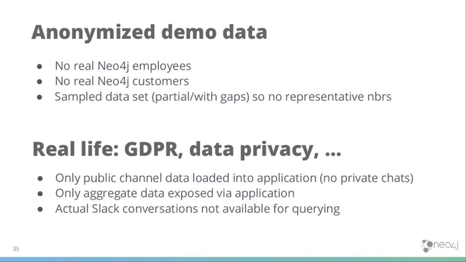So during development time, we worked with a test server with anonymized partial data. In real life, working with the end users, we rolled out to a limited set of end users initially, because again, we want to be careful about how we use this. We only exposed initially public channel data, so anything that's on public Slack channels. For those who are familiar with Slack, Slack has the concept of both private Slack channels and public ones. We only do the public ones, so data that anybody could see anyway. We only expose aggregate data via the application. There is no way that people can actually get to the detailed Slack conversation.